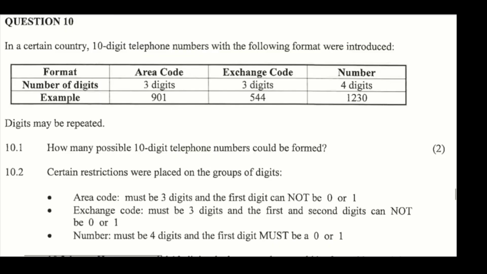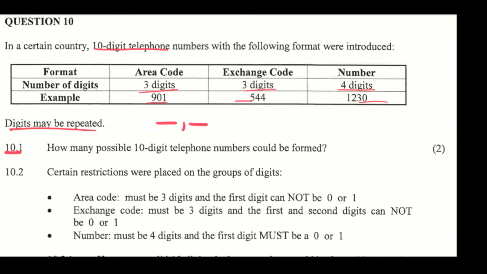Thank you. So now we're going to do question 10. In a certain country, 10-digit cell phone numbers with the following format were introduced. So we're having a format of area code, exchange code, number, and the number of digits we are given are 3, 3, and 4. So the area code accepts 3 digits, the exchange code accepts 3 digits, and the number accepts 4 digits, as indicated by these examples here. So digits may be repeated. This is important. So 10.1, how many possible 10-digit telephone numbers could be formed?